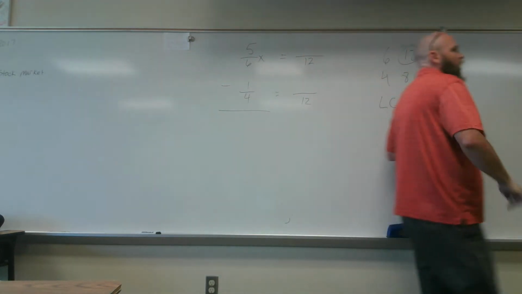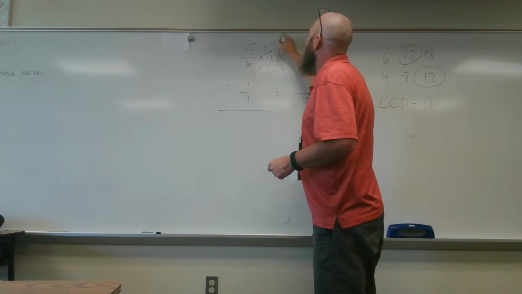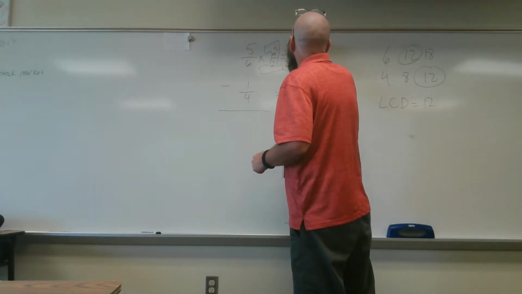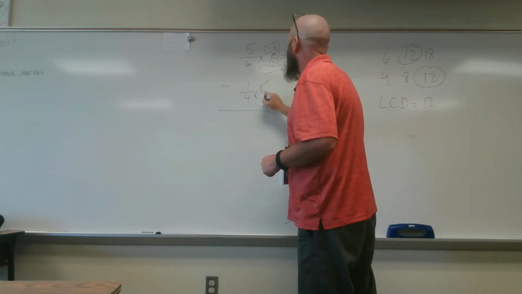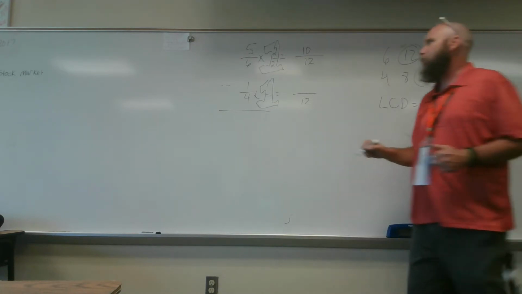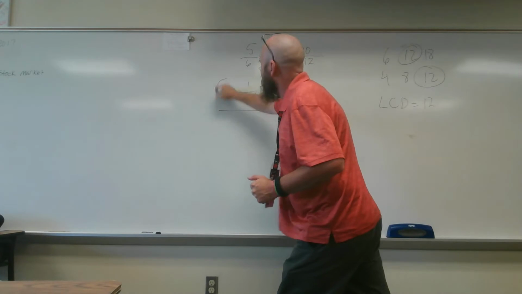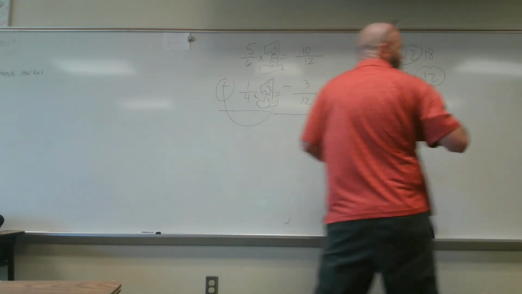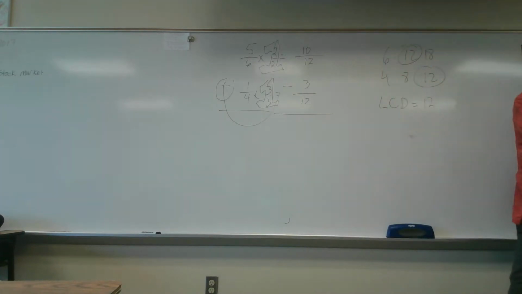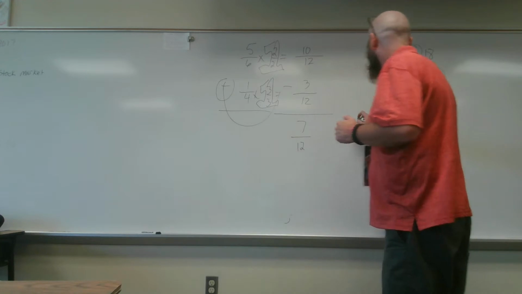Betsy, what do I multiply by 5/6 to give me a denominator of 12 and not change the value? 2. So this is 10/12. What do I multiply by 1/4 to give me a denominator of 12? 3/3, which gives me a numerator of 3. I need to make sure I know it's a subtraction problem. I have 10/12 minus 3/12 equals what, Betsy? 7/12.